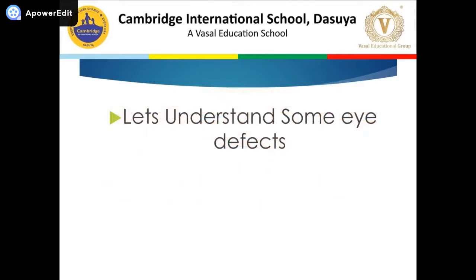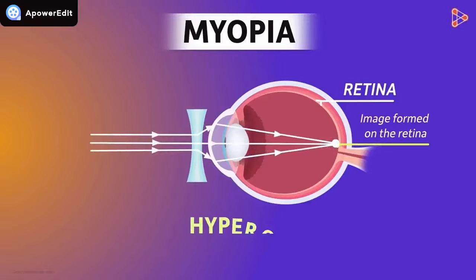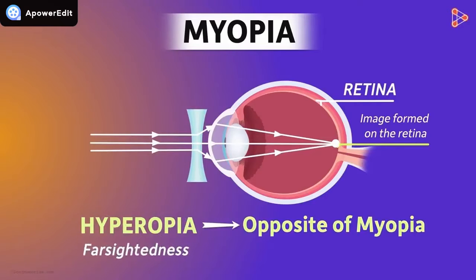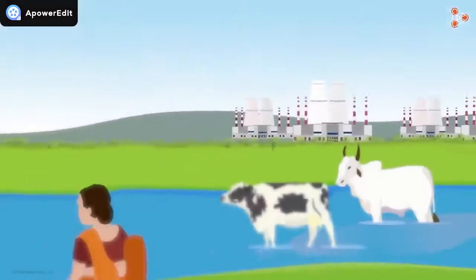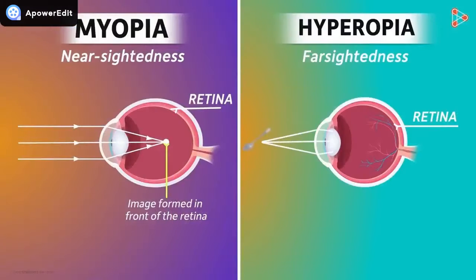This was about the retina and vision. Now let us understand some eye defects. We've seen what myopia is and how it can be corrected. But what's hyperopia? In simple words, it's exactly the opposite of myopia. Hyperopia is also called farsightedness. In this case, the distant objects are clear while the nearby objects appear blurry. This is because the light is focused behind the retina rather than on the retina.